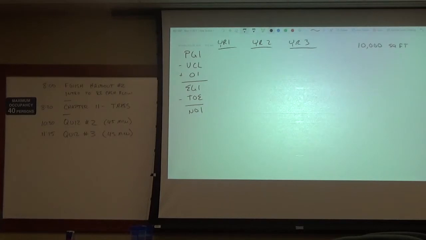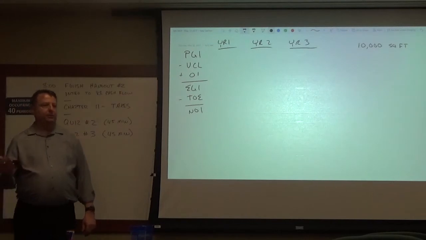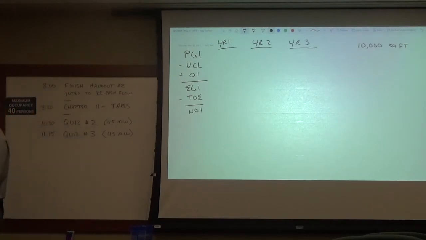And give me the rental rate for that building on an annual basis. $10 a square foot. All right, so that's going to make our calculations very simple. All we have to do is multiply that 10,000 times the $10 a square foot, and that's going to give us $100,000 of potential gross income.